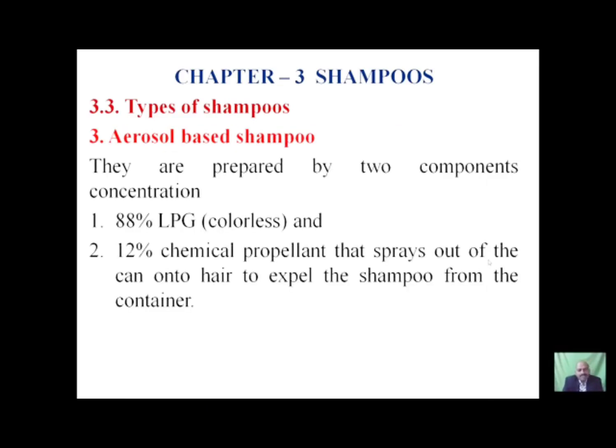Now coming to the third one, that is aerosol based shampoo. Here they are prepared from two components. The first one is LPG and the second is a chemical propellant. Because it is aerosol, it can be sprayed from the can or tin. 88% liquid petroleum gas, which is colorless, and 12% chemical propellant sprays out of the can into the air to expel the shampoo from the container. This is about the aerosol based shampoo.